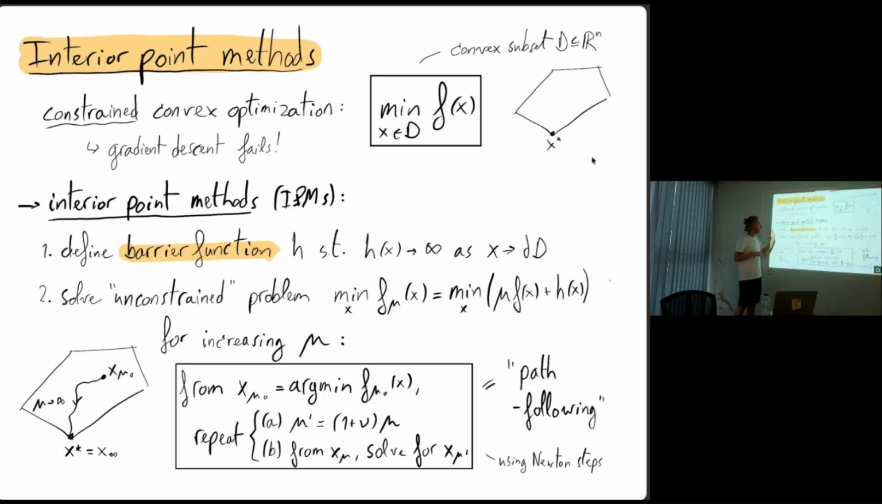And that's the idea of interior point methods. It's a way of solving constrained convex optimization where you introduce a barrier function and you do path following using Newton's method. Okay. Is this okay? Are there any questions about this?